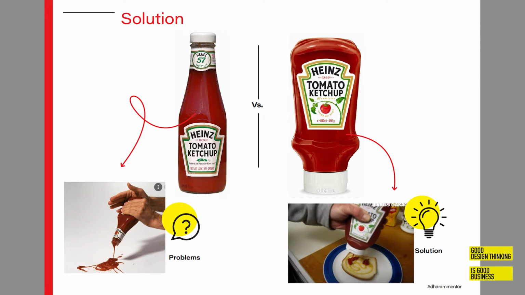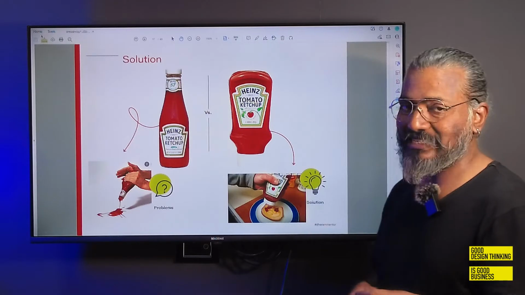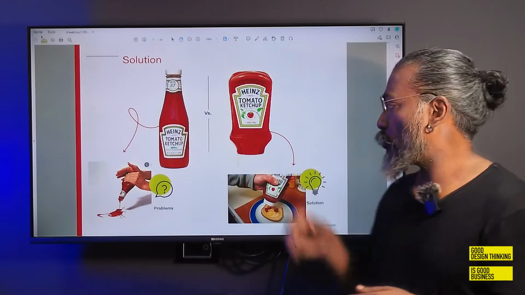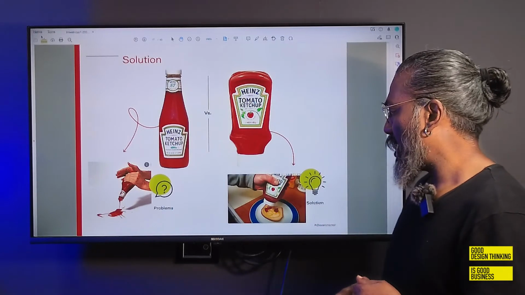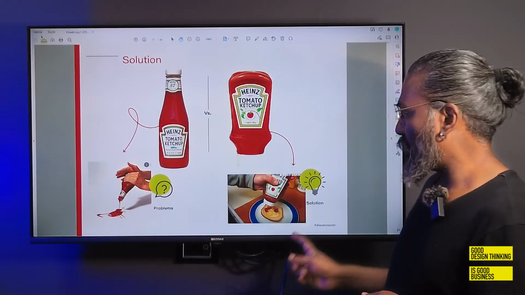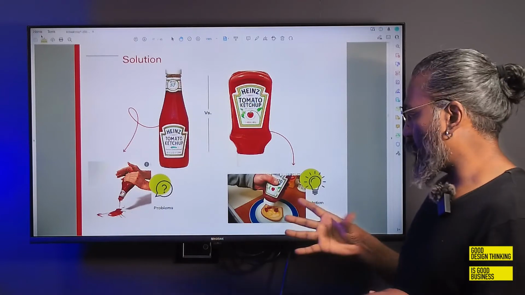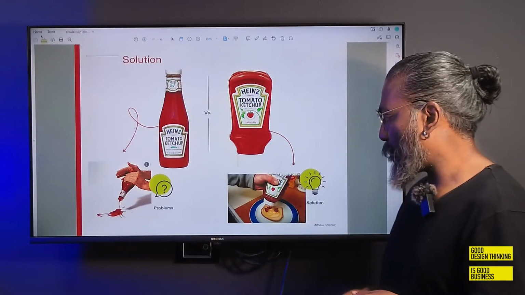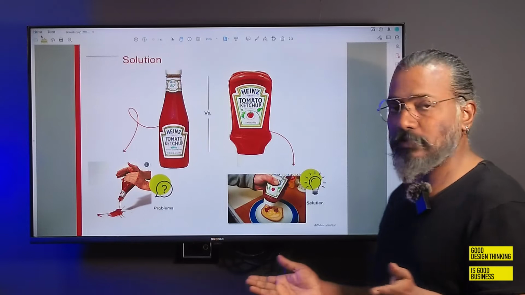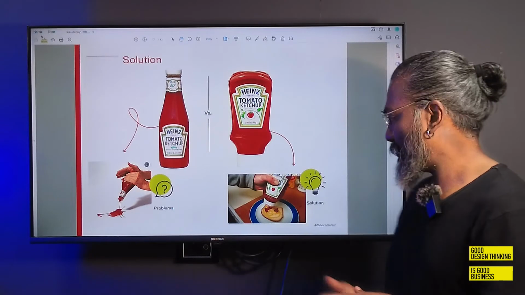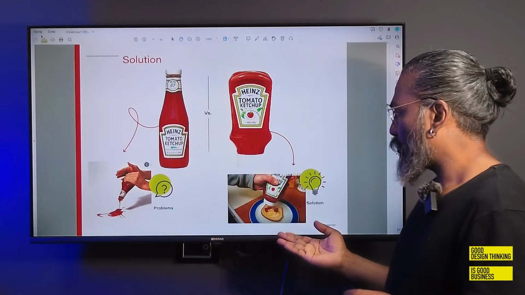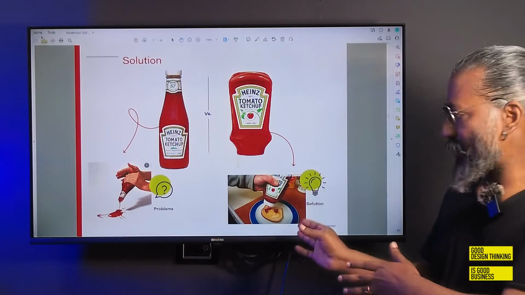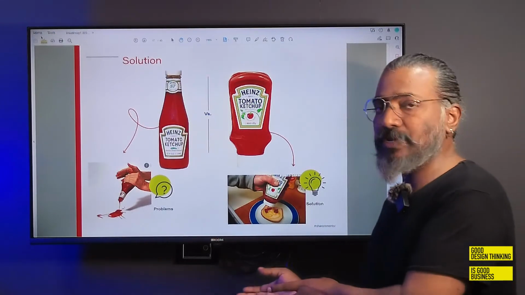So here you can see this top-down packaging, and instead of glass, they're using plastic which you can squeeze. Here you can see that you can easily squeeze, and the ketchup is just coming out with ease. Okay, so now you can very clearly see what is happening here.